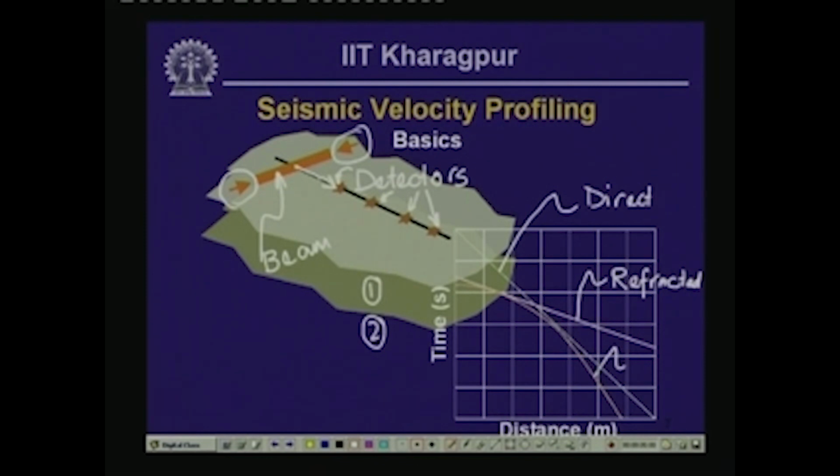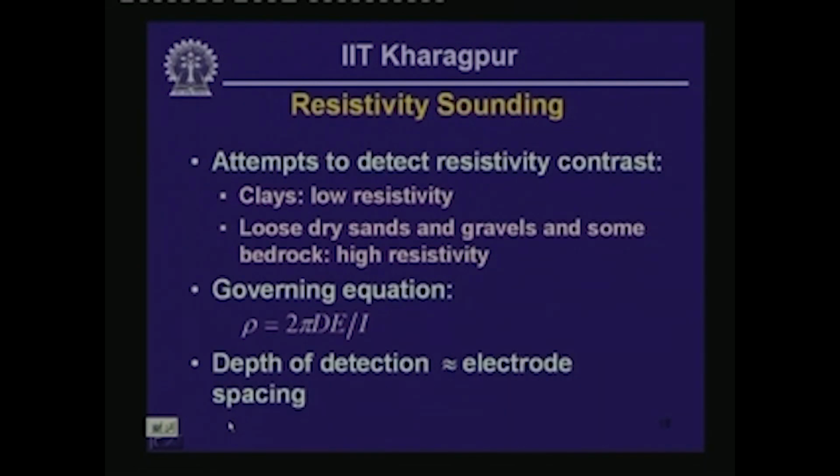Then you have got reflected waves, their arrival is shown in that particular plot. So, using these patterns you can construct the velocity structure. You can find out what is the velocity V1, what is the thickness H1, and also you could get velocity V2 and so on and so forth. That in essence is the seismic velocity profiling.